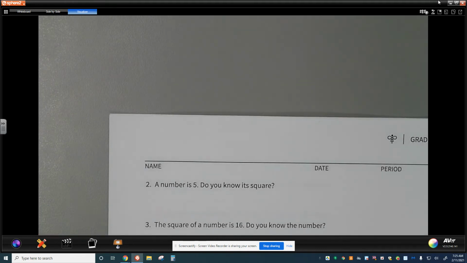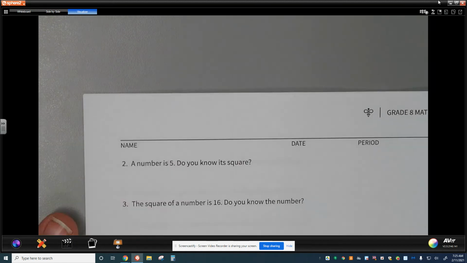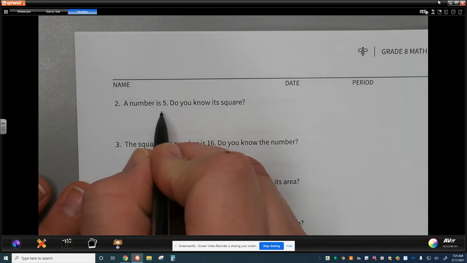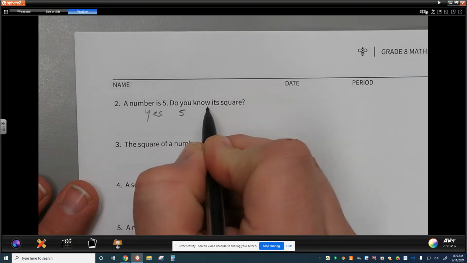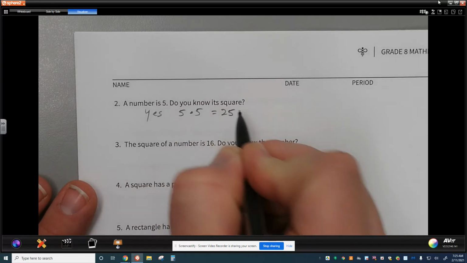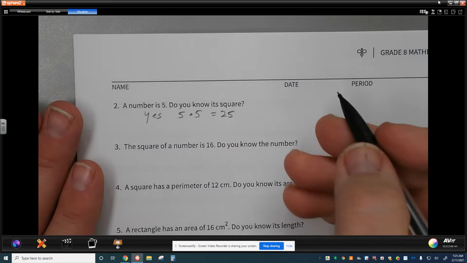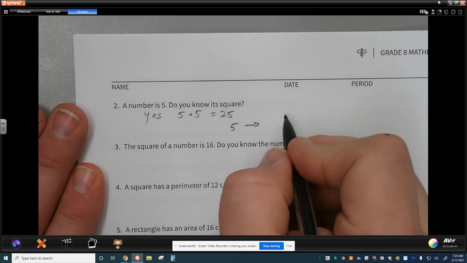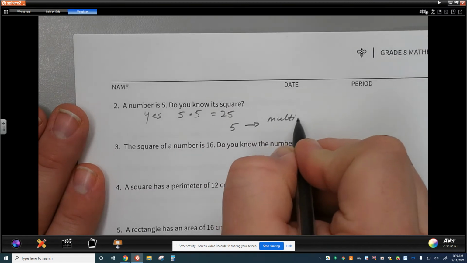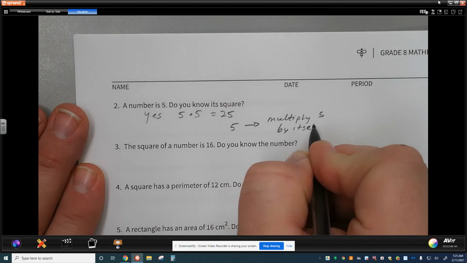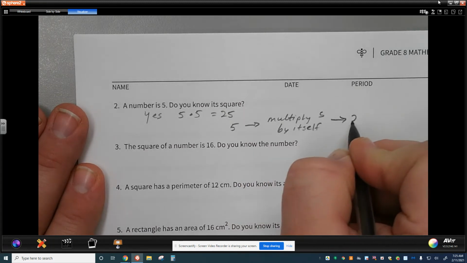For this second one, a number is 5. Do you know its square? Well, of course, on this one I do know its square, because if the number is 5, then I can take 5 times 5, which is equal to 25. And I can do that with any number that's out there. I can take my number 5 and plug it into my function machine, multiply 5 by itself, and then I get 25.